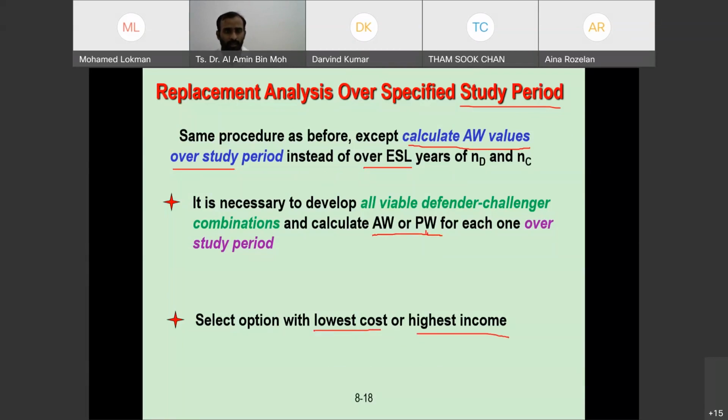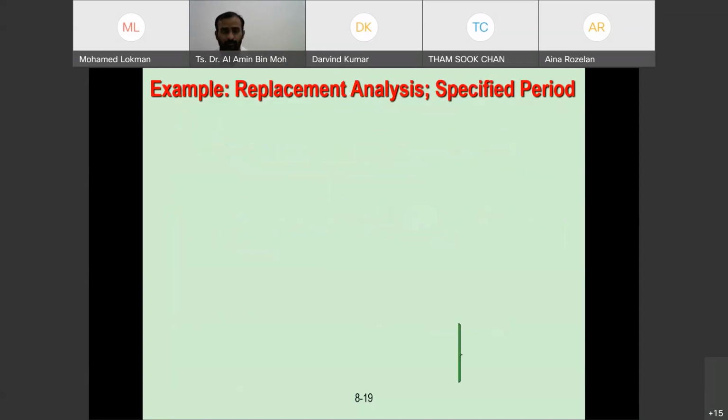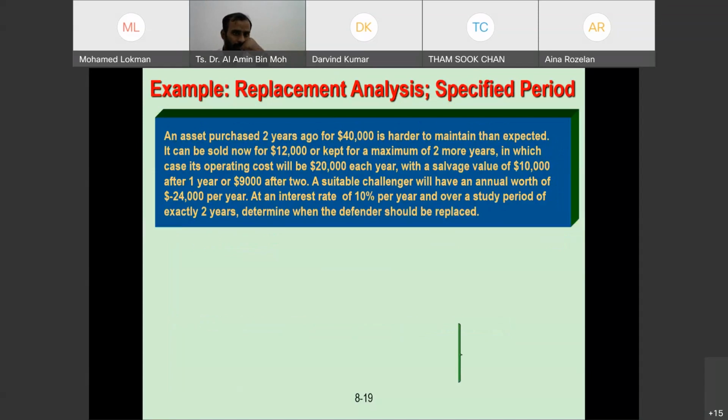So we're going to see the example. What they're saying here is that we need to consider all the possibilities, all the options that we have, and for each option we calculate the AW or PW, and then we compare. Okay, the same example, I believe we are using a consistent example from the first slides to this. I don't want to read; it's tiring reading this same scenario.